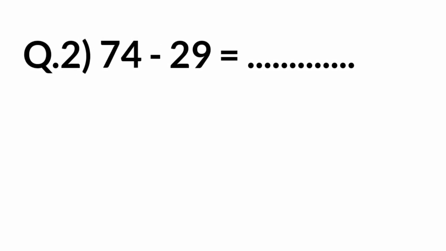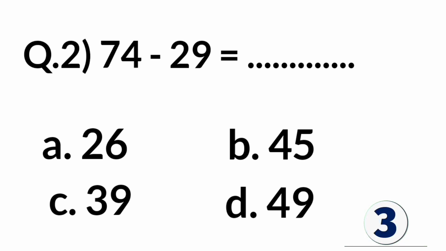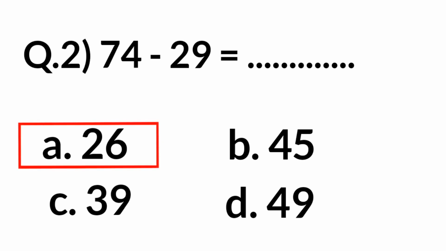Question number 2, 74 minus 29 is equal to option A 26, option B 45, option C 39, option D 49. The correct answer is A 26.